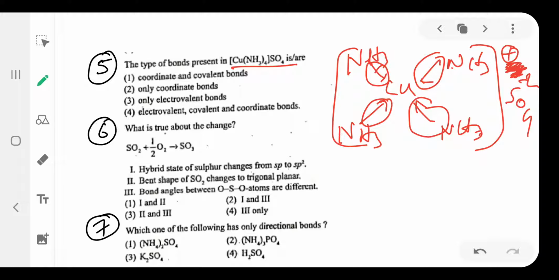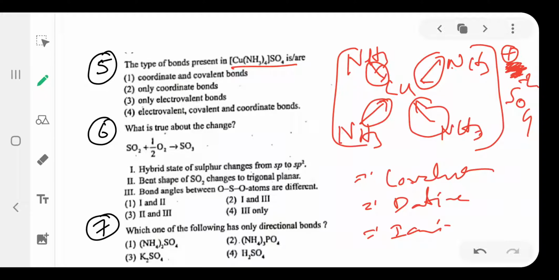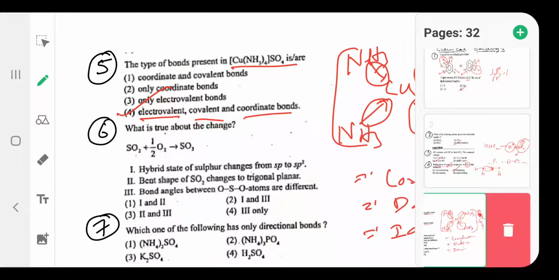And between sulfur and oxygen in SO4, there is a covalent bond. Between nitrogen and hydrogen, there is also a covalent bond. So the total bonds in this complex are coordinate covalent bond, covalent bond, and ionic bond. 3 bonds are present in this complex. Ionic bond and electrovalent bond are both the same. Coordinate covalent bond and dative bond are both the same. So the option is 4.